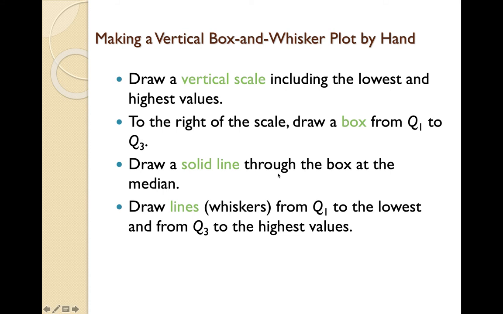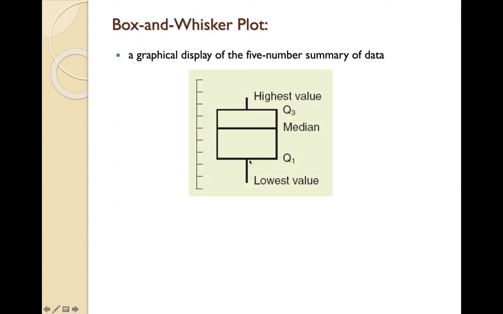All right, so making a vertical box and whisker plot by hand, you're going to draw a vertical scale including the lowest and highest values. To the right of the scale, you're going to draw the box that goes from Q1 to Q3. Then you're going to draw a solid line through the box at the median. Okay, so here we've got Q1, Q3, we made our box, and then we have this line where the median occurs. Now notice this median is not exactly in the middle of Q1 and Q3, but it divides the number of observations evenly.